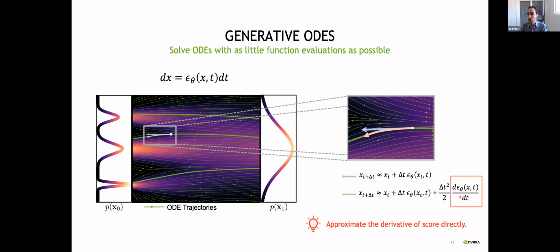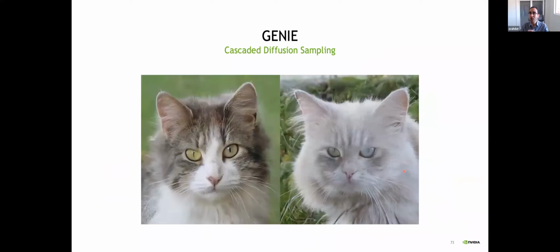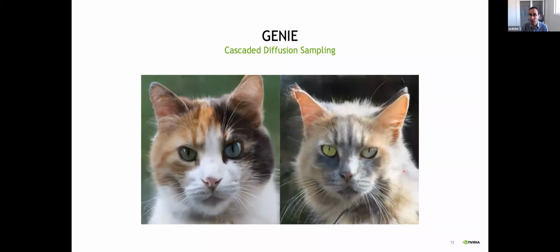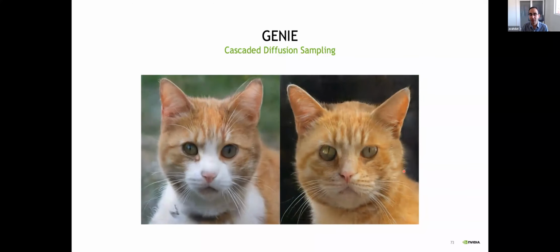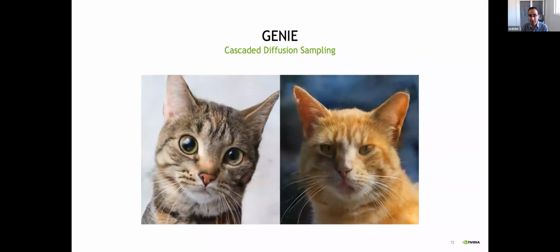It just allows you now to have these higher order derivatives as well as the score function that you're predicting. And now that you have these derivatives, you can just solve the ODEs in a lower number of steps. Remember, originally I showed you that the ultimate goal is to generate pictures of cats. So here we show you how you can use Genie to generate samples quickly on the AFHQ data set.